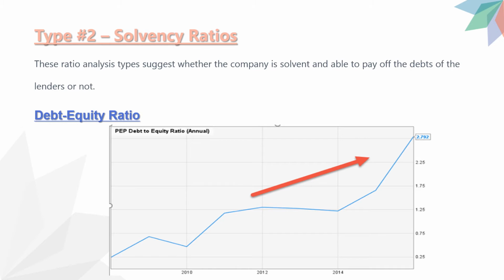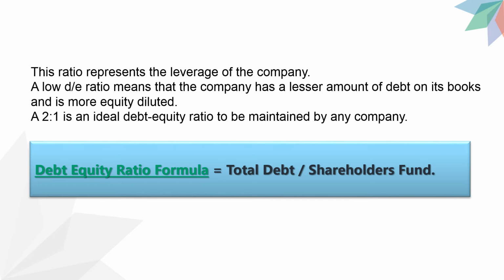Type number 2, solvency ratios. These ratio analysis types suggest whether the company is solvent and able to pay off the debts of the lenders or not. Debt-equity ratio, below the graph showing the increase from 0.25 to 2.79 during 8 years. This ratio represents the leverage of the company.